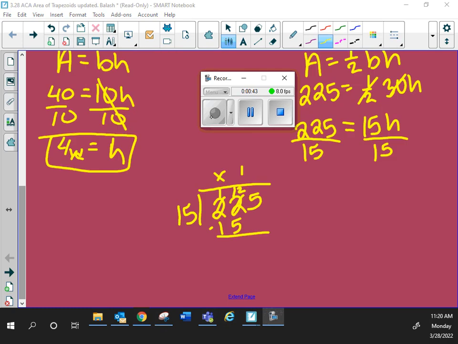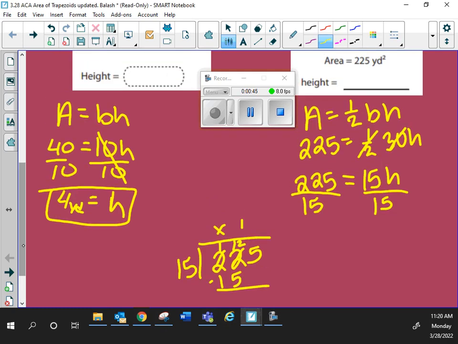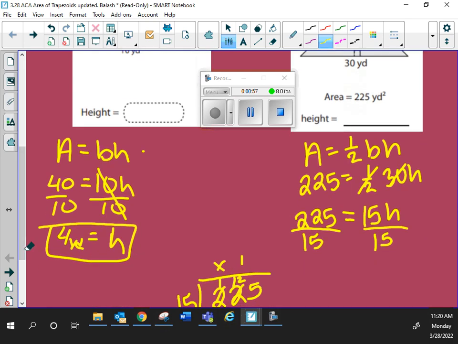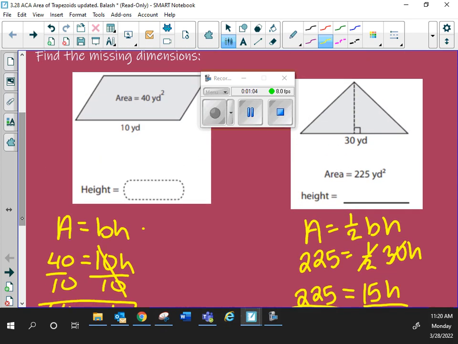Sorry to catch up, I don't know where I left off. Over here, A is equal to BH. We said that our area was 40, which is equal to 10 times H. To get H by itself, we divided by 10. Divided by 10, and we get 4 yards. That's yards is equal to my height. On this side, we started with the triangle.